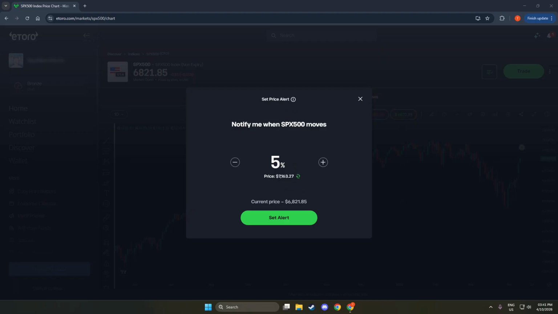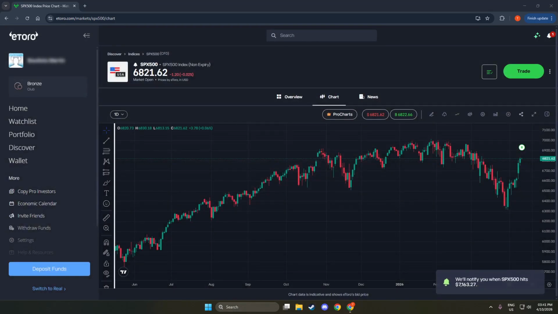Open the asset page, go to the chart, tap the bell, set your target price, and confirm. With alerts in place, you can stay informed and respond to the market on your terms.